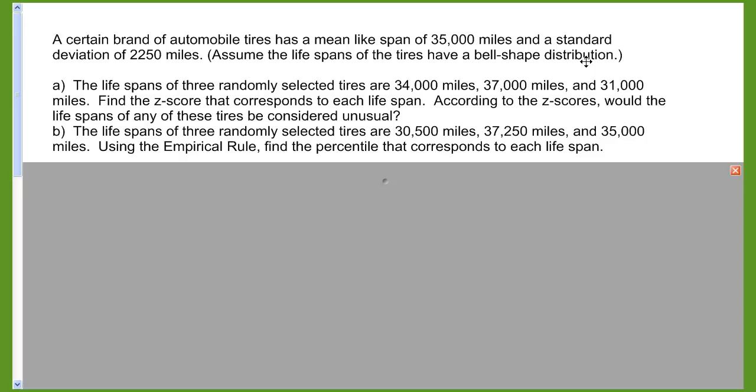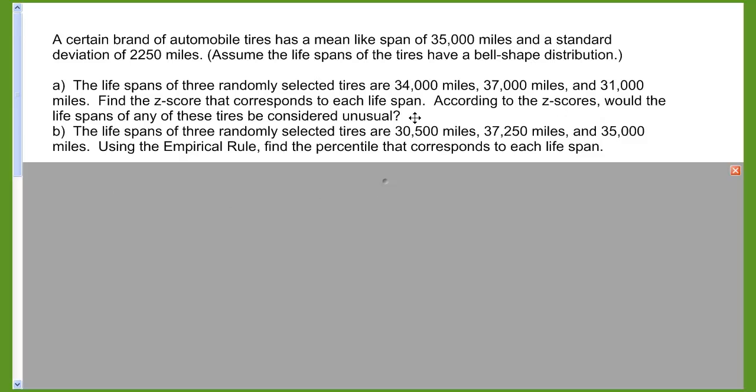So you know you're talking about the empirical rule when you know it's bell-shaped. And here are the three tires: 34,000, 37,000, 31,000. That's the lifespan of each tire. And we want to find the z-score to find out if any of them are unusual. Now remember, z-scores are considered unusual if they're not in between -2 and +2.